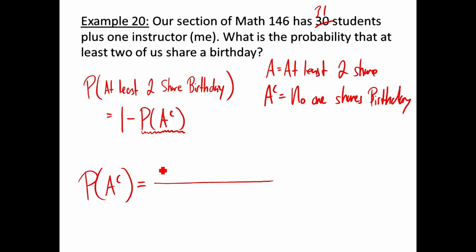Well, that's going to have to be the number of ways no one shares, divided by the number of ways that we could all have birthdays. So we need to figure out how many ways it could happen that none of us share a birthday, and how many ways we could all just randomly have birthdays throughout the year.